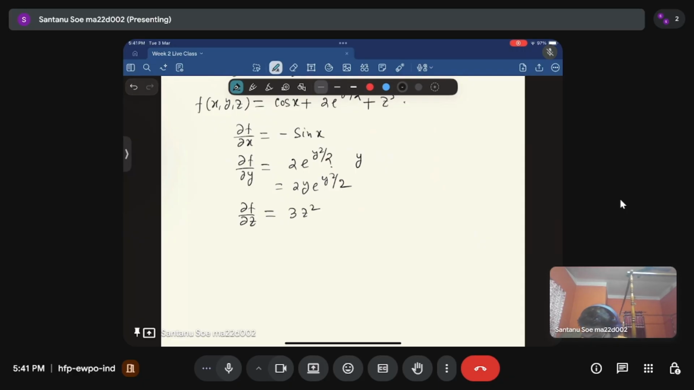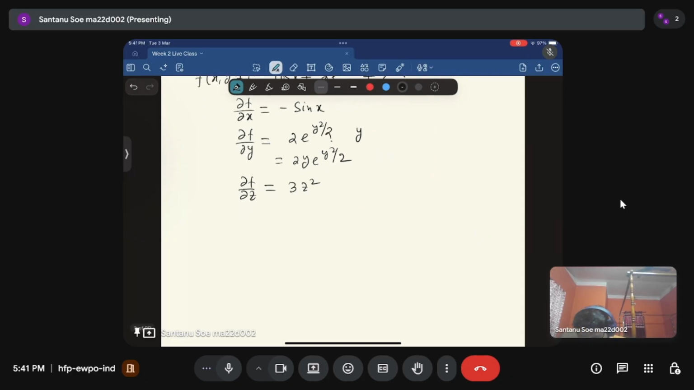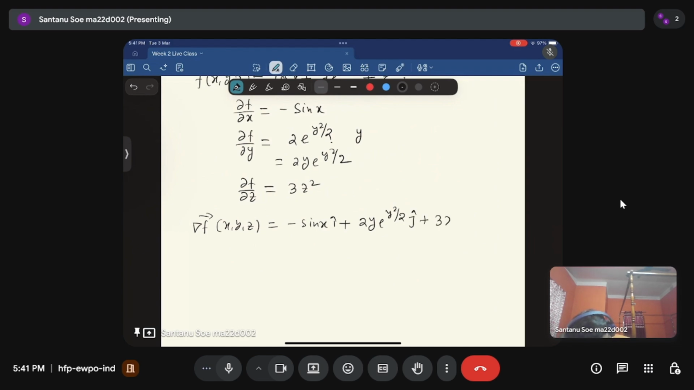And del f del z is going to be 3z square. So our gradient of f at an arbitrary point x y z is just minus sin x i cap plus 2y e to the power y square by 2 j cap plus 3z square k cap. So this is our gradient.